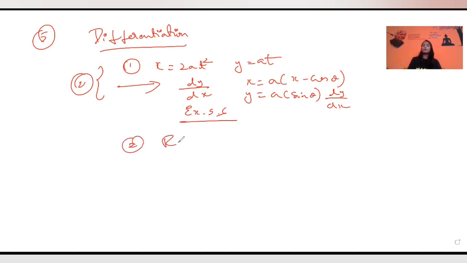Next type? Rolle's theorem and mean value theorem. This is very important. One question is sure. Rolle's theorem and mean value theorem. You don't have to do anything of this. You just have to verify.